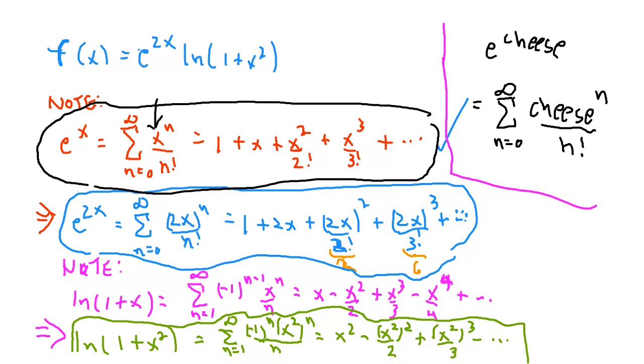If x equals cheese, you just substitute in cheese for x; x is a variable. Well, that's what I did with e to the 2x. 2x was my cheese, and for the log of 1 plus x squared, x squared is my cheese. Is that helpful? The cheese part.